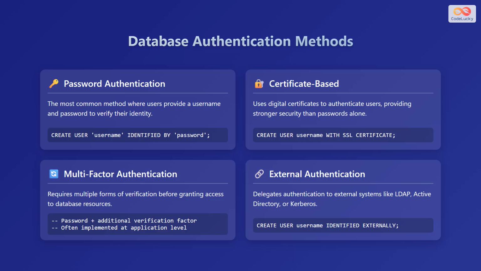There are several methods to authenticate users in a database. Password authentication is the most common method, where users provide a username and password to verify their identity. An example of creating a user with password authentication is shown here. Certificate-based authentication uses digital certificates to authenticate users, providing stronger security than passwords alone. An example of creating a user with certificate-based authentication is shown here.